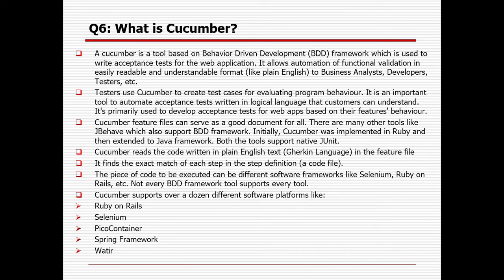Cucumber reads the code written in plain text or Gherkin language in the features file. It finds the exact match of the step in the step definition file. The piece of code to be executed can be in a different software framework like Selenium, Ruby on Rails, etc. Not every BDD framework tool supports every platform, please remember. Cucumber supports over a dozen different software platforms like Ruby on Rails, Selenium, PicoContainer, Spring Framework, OGNL, etc.